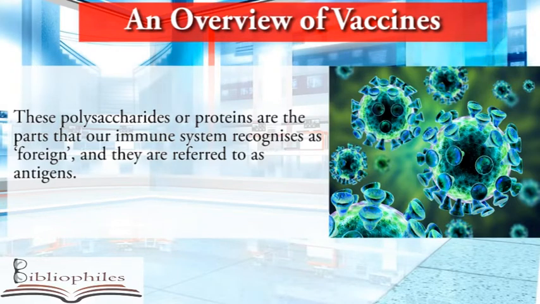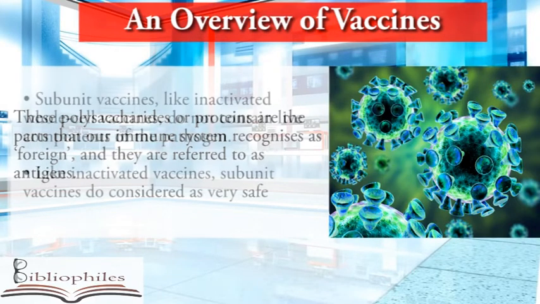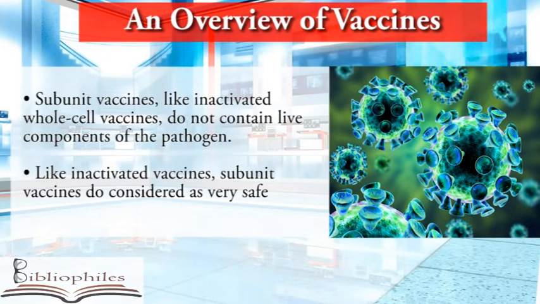See, subunit vaccines, just like the inactivated whole cell vaccines, do not contain any live component of the pathogen, but they differ from the inactivated whole cell vaccines by containing only the antigenic parts of the pathogen. And these parts are necessary to elicit a protective immune response.